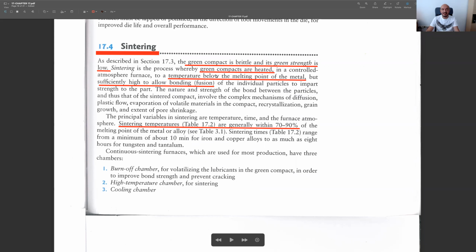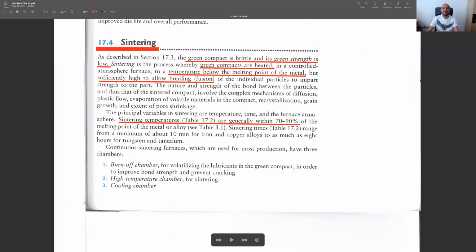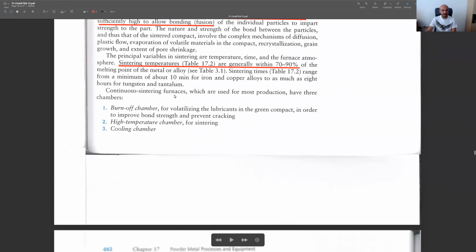In sintering, we simply heat this green compact to temperatures below the melting point of the metal. If it's higher than that, what will happen? We cannot retain the shape. So that's an important issue. The temperature should be below about 70%, maybe 80% is written here. It shouldn't be more than that. Otherwise, the shape of your part will be modified.